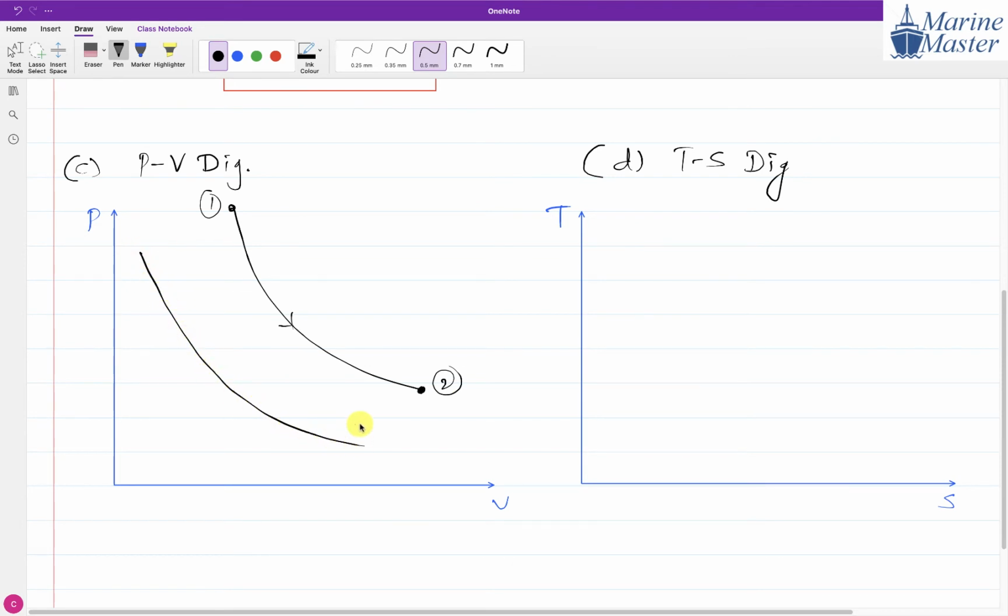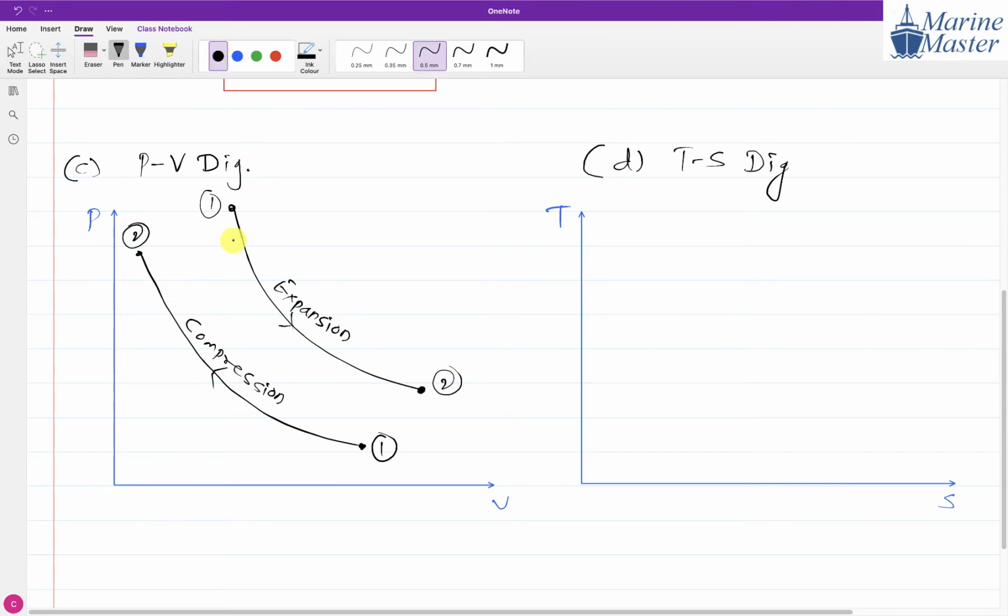The second scenario will be compression. In case of compression, volume decreases and pressure increases. So this is our expansion scenario, and this is our compression scenario. Now tell me here, what about heat addition?